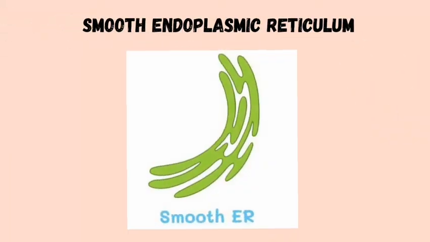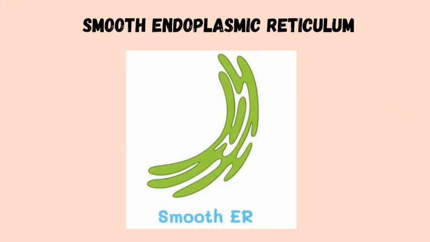On the other hand, the smooth ER is involved in the synthesis of lipids, like phospholipids, which are used to build the cell's membrane. Other functions of the smooth ER include metabolism of carbohydrates, enzyme production in the liver, and the contraction of muscle cells.